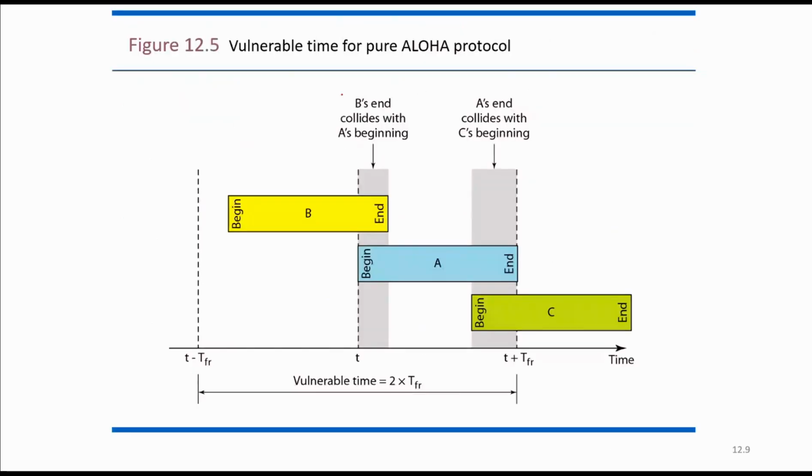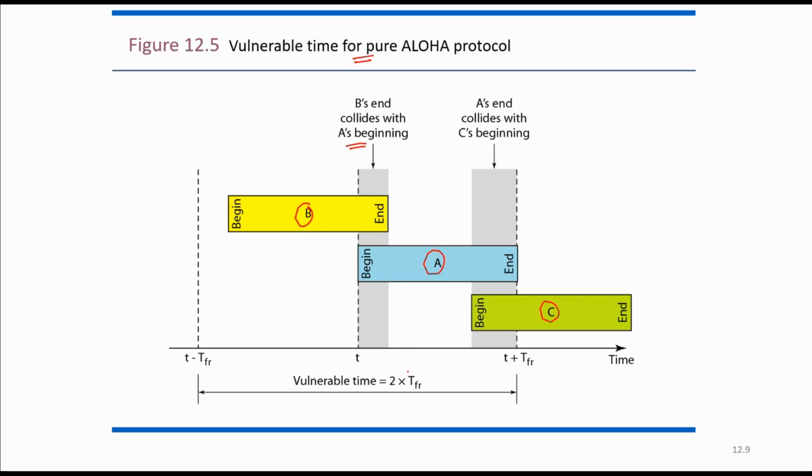Here the vulnerabilities are given. Vulnerabilities means the problem in pure Aloha: suppose one frame is sent, and the beginning of one frame and the end of another frame collide. Here A is the end and C is the beginning. Here B is the end and A is the beginning, and they are colliding.